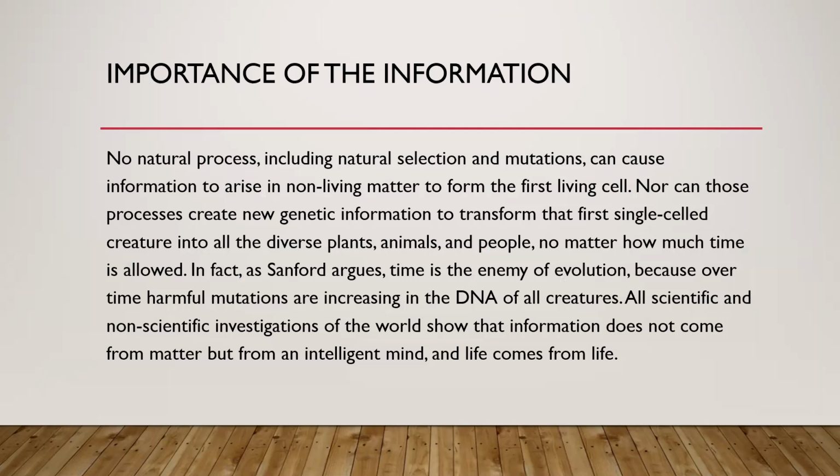For example, the importance of information. No natural process, including natural selection and mutations, can cause information to arise in non-living matter to form the first living cell. So they say that according to the law of information, it is just impossible. Nor can those processes create new genetic information to transform that first single-celled creature into all the diverse plants, animals, and people, no matter how much time is allowed.